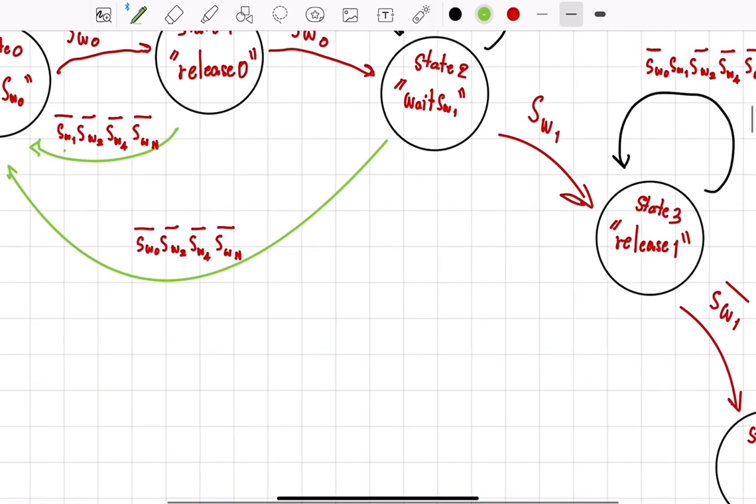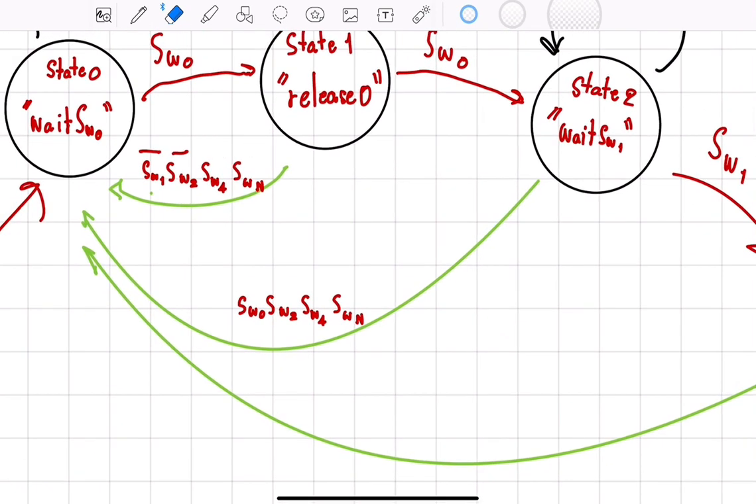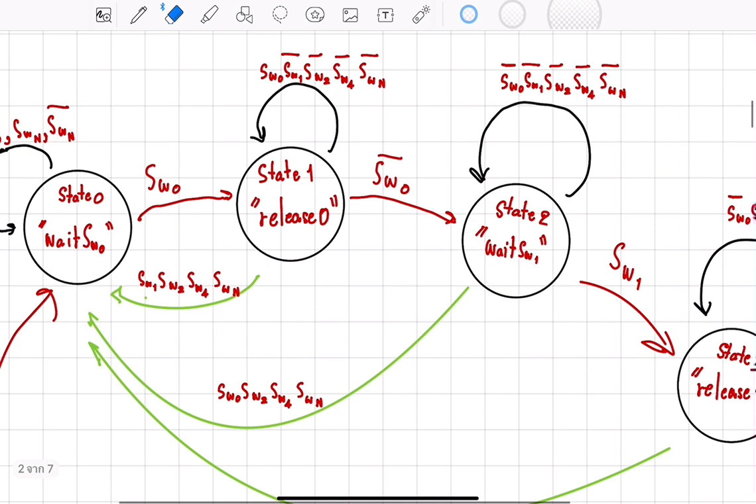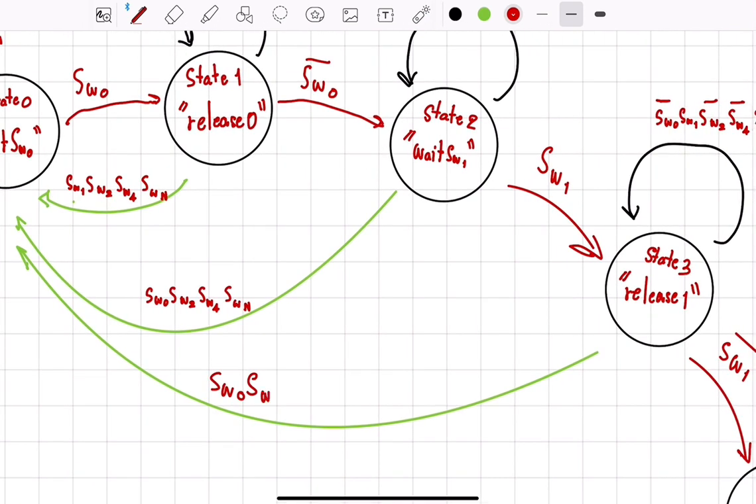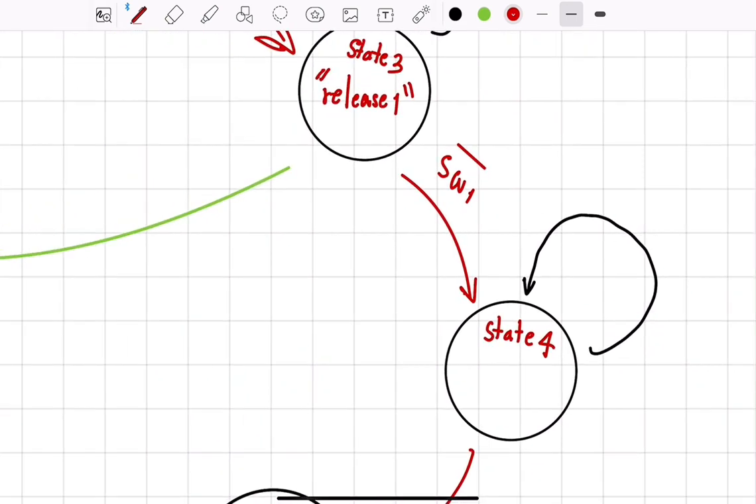If in state 3 I push switch 0, and I put switch 2, switch 4, switch N, it means I go to state 0. And when I don't put switch 1, I go to state 4.